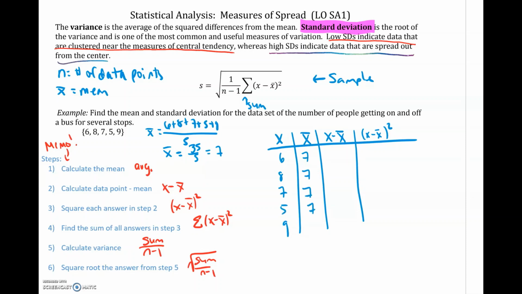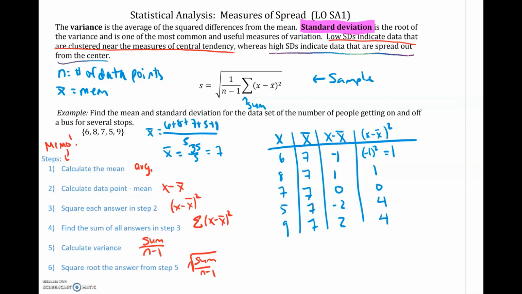And you don't actually have to put in this second column. I put it in so it's really clear to me what I'm doing. I'm doing 6 minus 7, negative 1, 8 minus 7, positive 1, 7 minus 7, 0, and you get the idea, right? And then we're going to take each of these numbers and square it. So make sure you square the actual value. Negative 1 to the second power is positive 1, 1 to the second power is 1, 0 squared is 0, negative 2 squared is positive 4, 2 squared is 4.